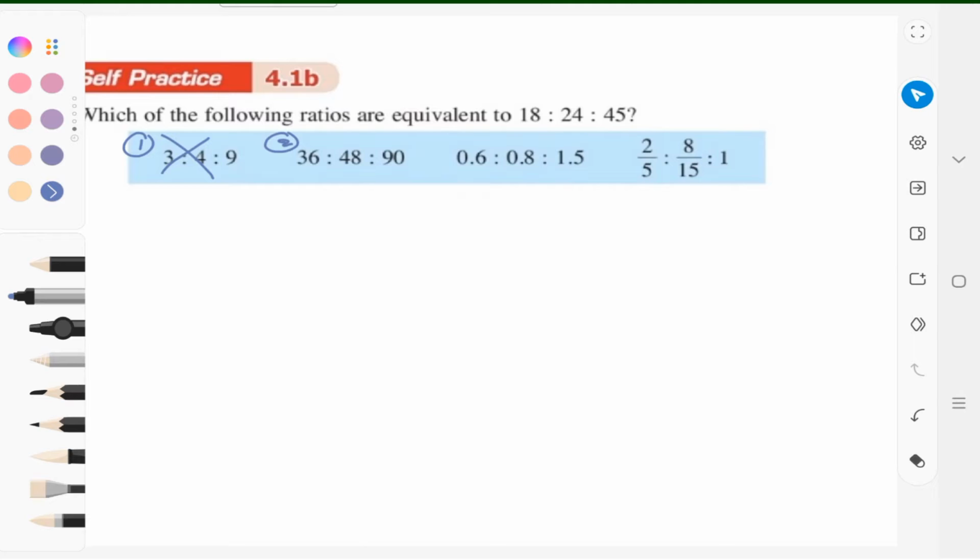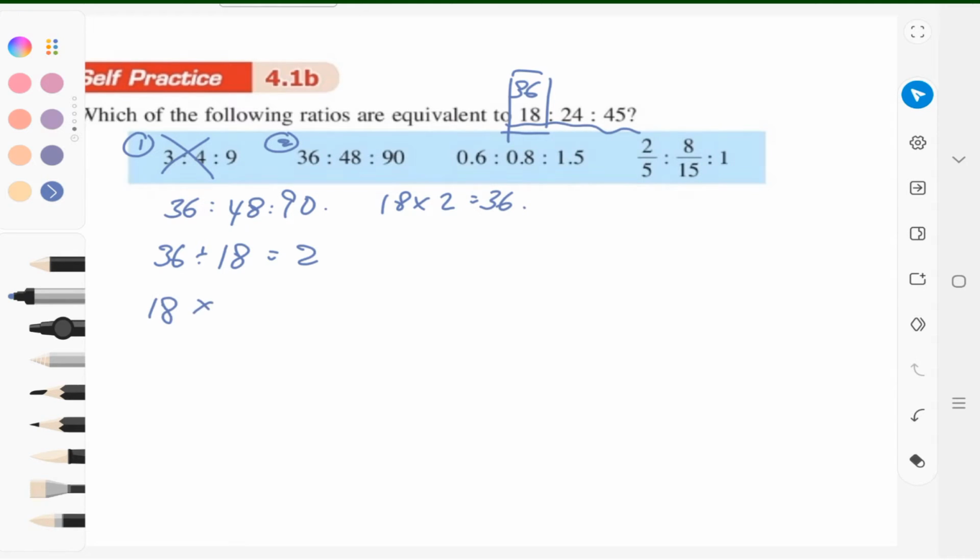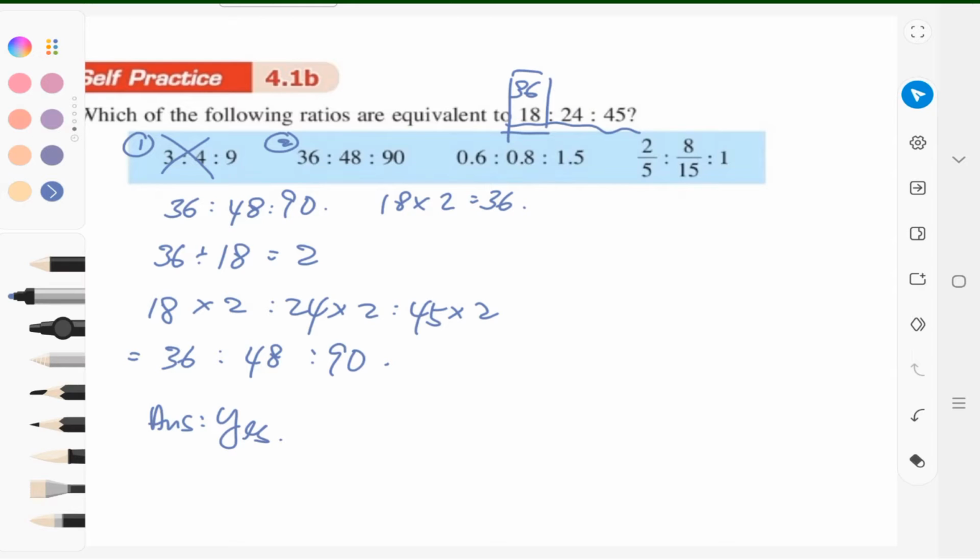Let's look at the second ratio, 36 to 48 to 90. So 36 is larger than 18. We take 36 divided by 18, and the answer is 2, which means 18 multiplied by 2 equals 36. Same goes for the others. This time we use this ratio: 18 multiplied by 2, 24 multiplied by 2, and 45 multiplied by 2. The answer is 36 to 48 to 90. So they are equal, because when you use this ratio, you get this ratio.